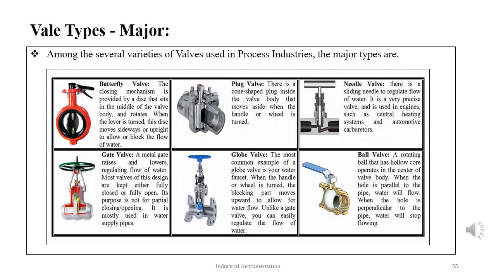The fifth type is the globe valve. The most common example of a globe valve is a water faucet. When the handle or wheel is turned, the blocking part moves upward or downward to allow the water to flow. Unlike a gate valve, you can easily regulate the flow of the water. And finally, the ball valve. A rotating ball that has a hollow core operates in the center of the valve body. When the hole is parallel to the pipe, water will flow. When the hole is perpendicular to the pipe, water flow will stop.